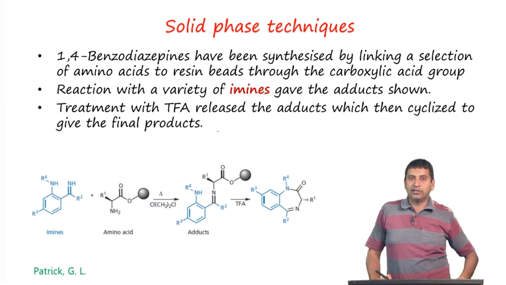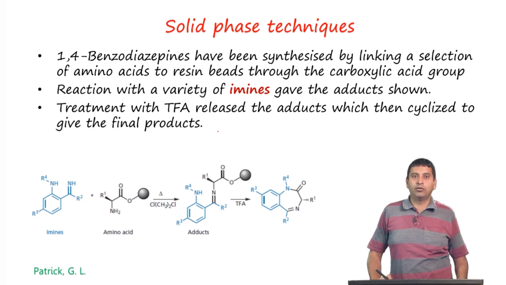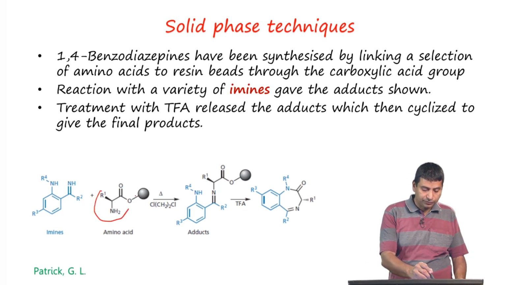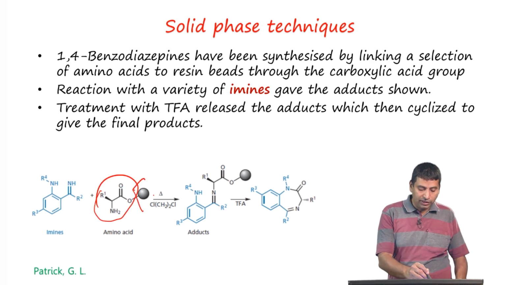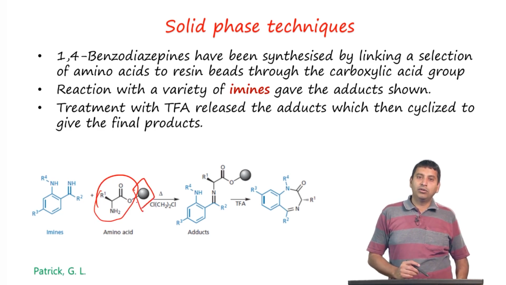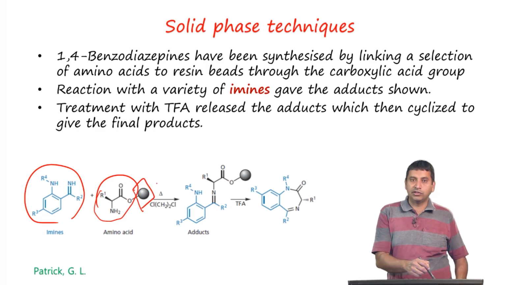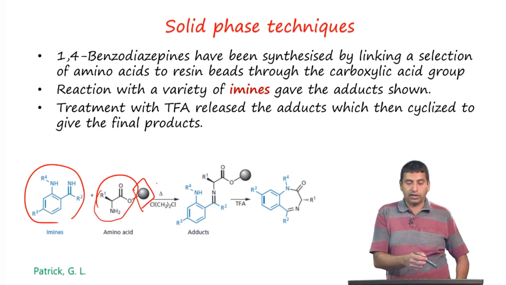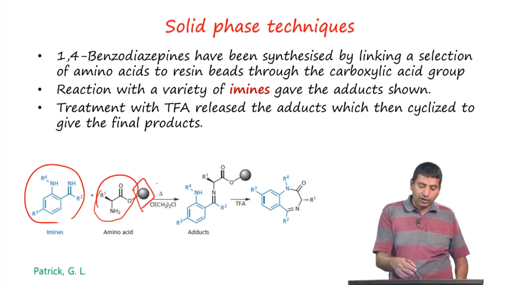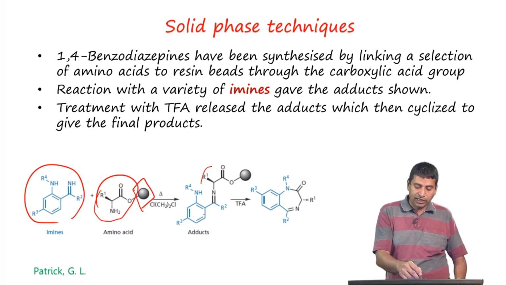So, here is an example of using this solid phase synthesis. So, 1,4-benzodiazepines, which we have looked at previously, have been synthesized by linking a selection of amino acids to resin beads through the carboxylic acid group. So, here is your amino acid and you link it to the solid bead, and now when you heat this with your amine, what happens is that it undergoes a reaction which forms, for example, if you have 50 of these different amino acids, natural as well as unnatural amino acids, then you can have each of these reactants which is attached to this amino acid in a bead, and that bead is now going to react and form an amine.